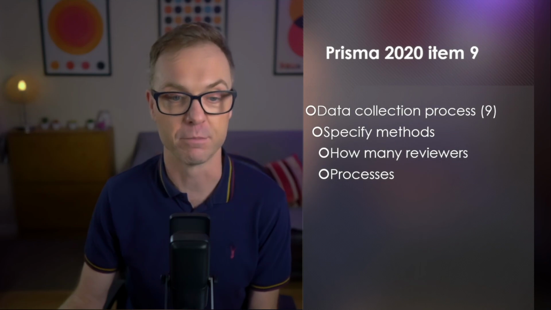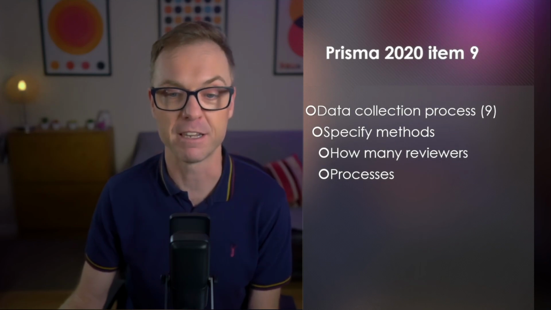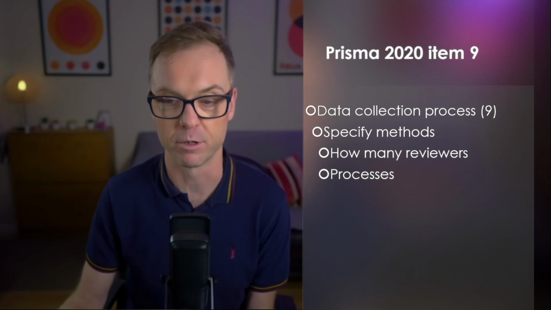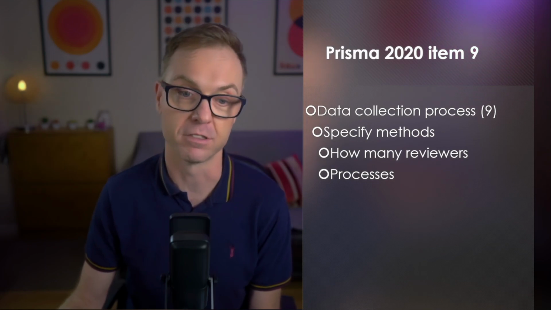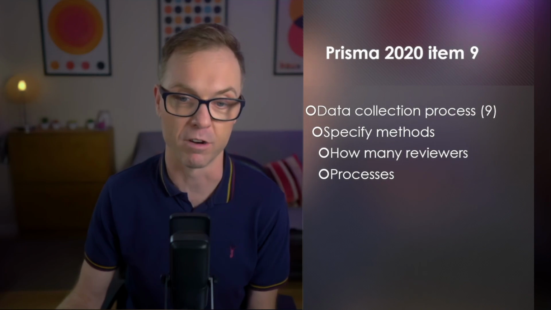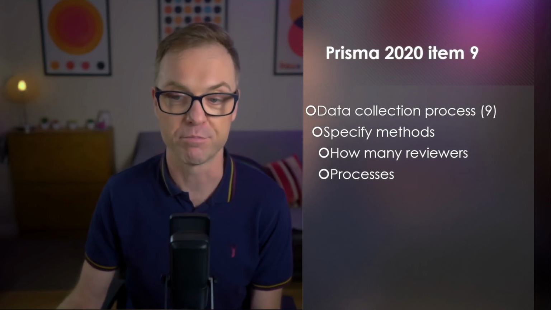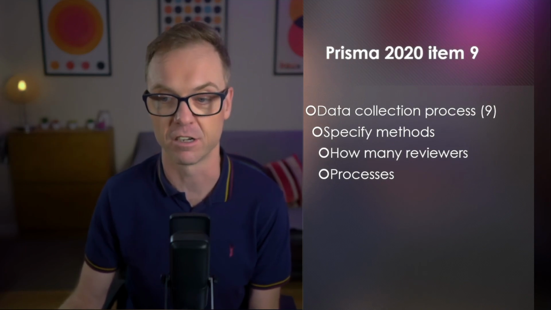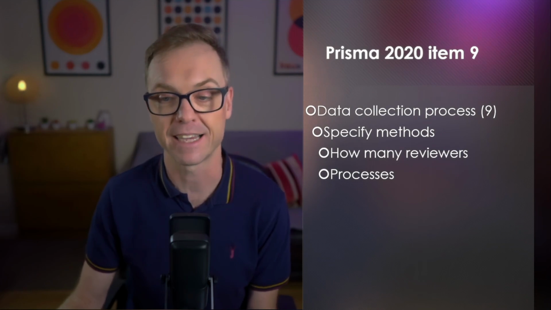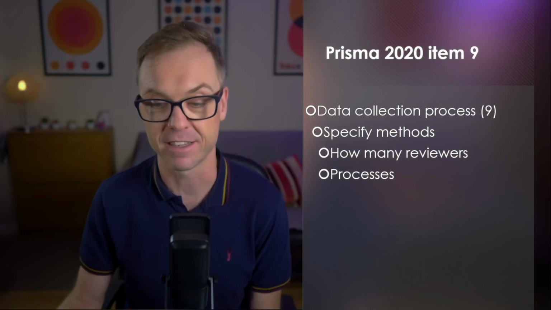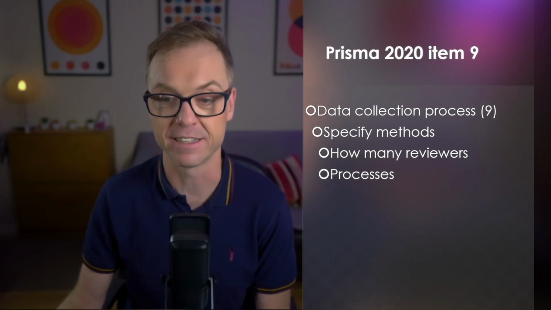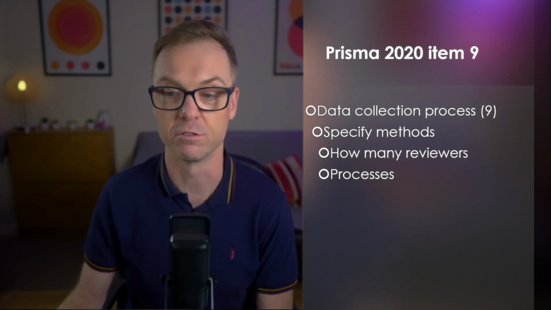And the essential elements are that we report how many reviewers collected data from each report, whether multiple reviewers worked independently or not, so was the data collected by one reviewer and checked by another, and any processes used to resolve disagreements. So in our case, we are going to double extract everything and then have an independent person review disagreements.